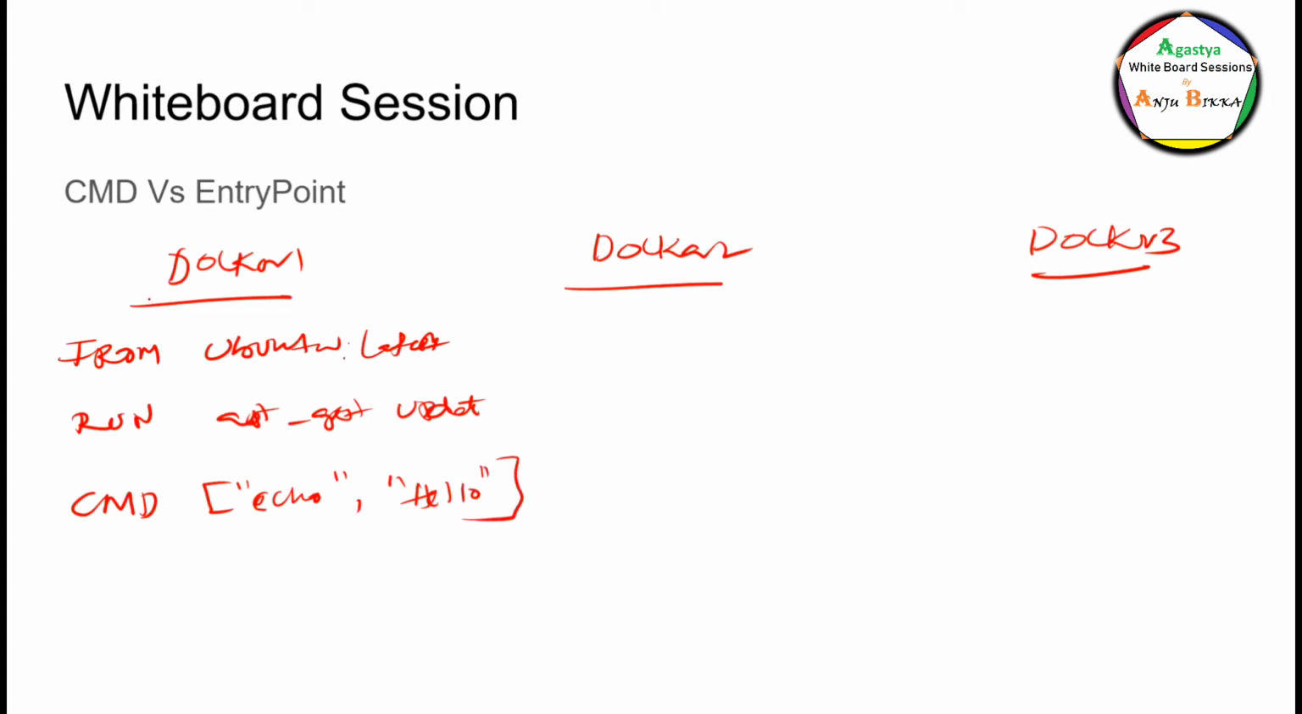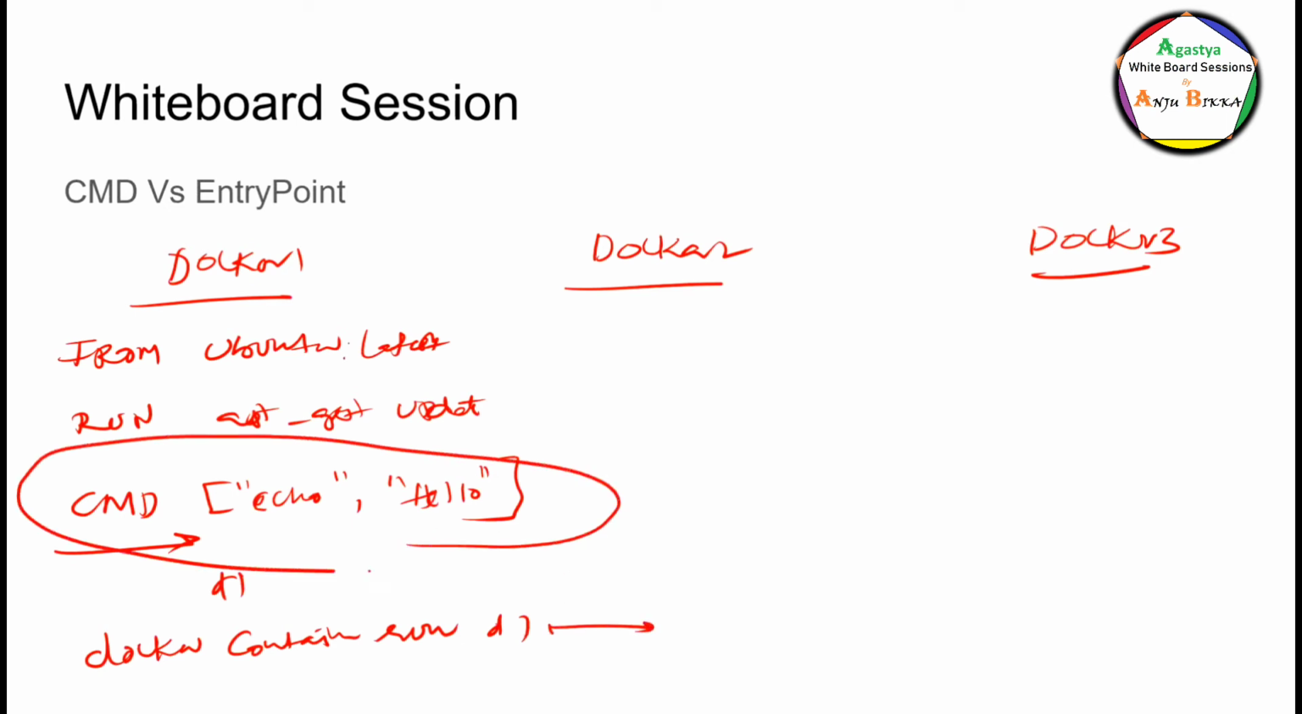In this case, when we are preparing a container, for example, our container name is D1. When you run that container, docker container run D1, we are not specifying any command. So this is the default command which is going to be executed. It prints hello.